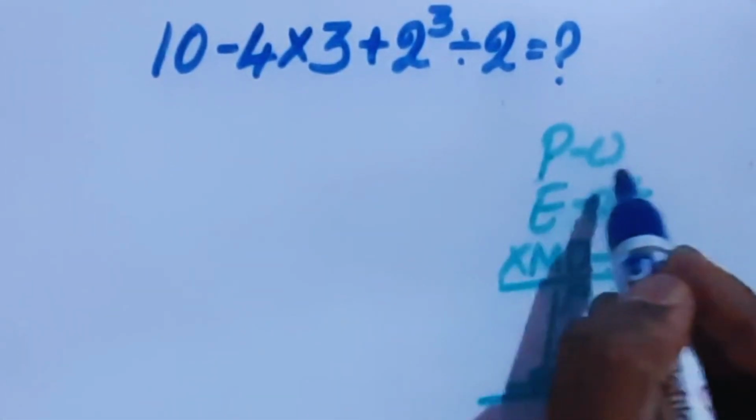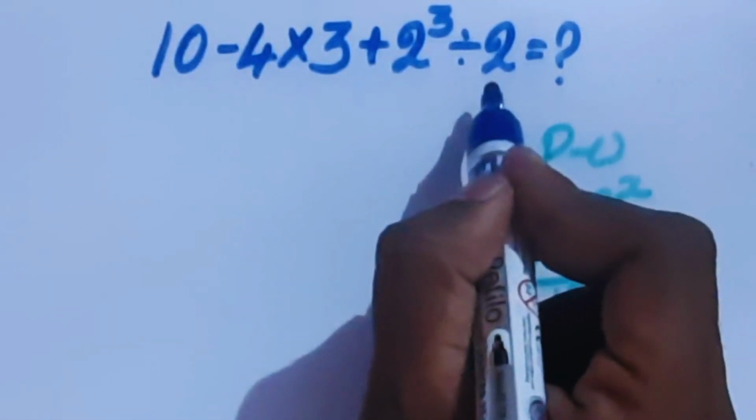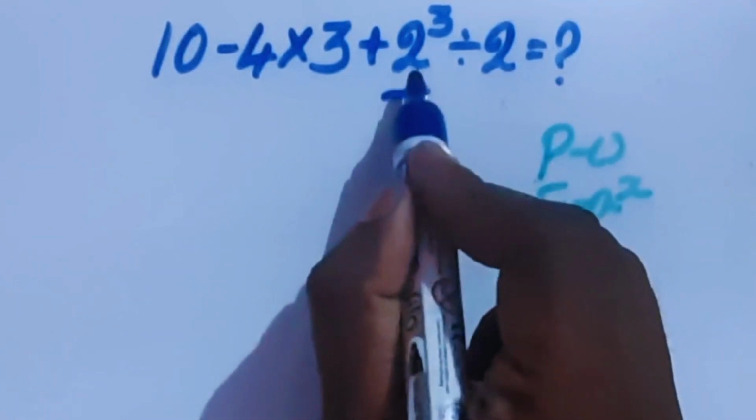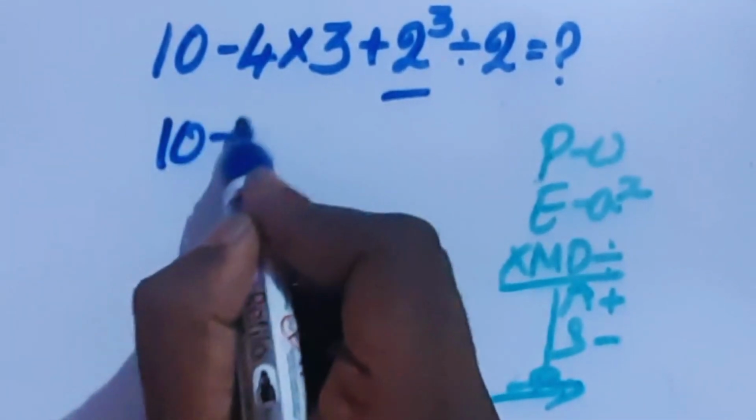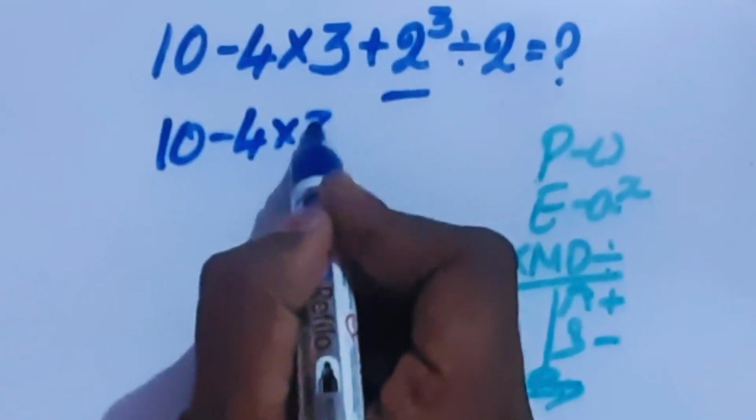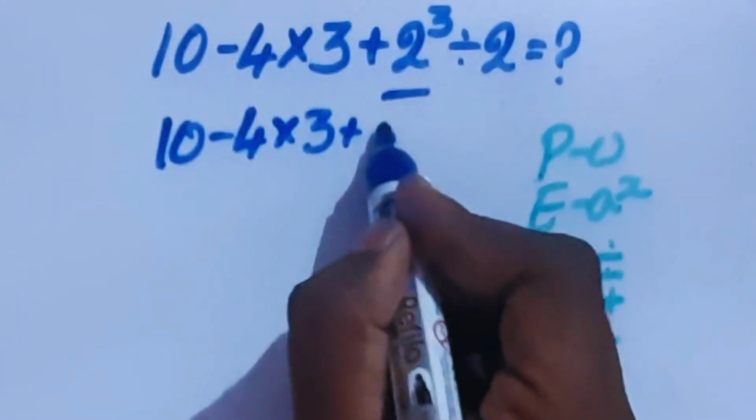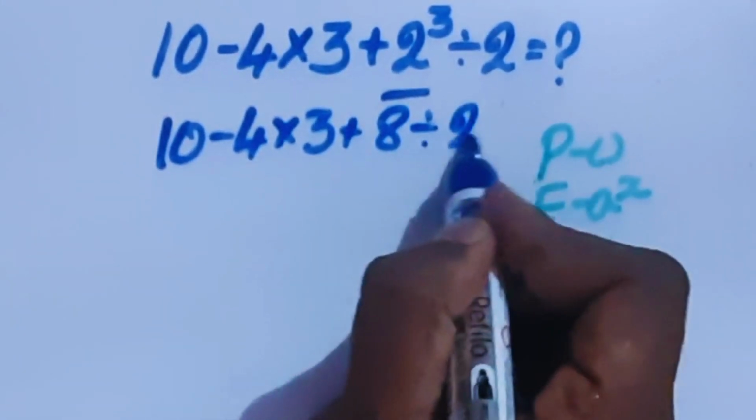Here, as per the order of operations PEMDAS, the first priority is bracket. We don't have a bracket in this problem, so the next priority is exponent. Here the exponent is 2 power 3. So 10 minus 4 times 3 plus 2 power 3, which is 8, divided by 2.